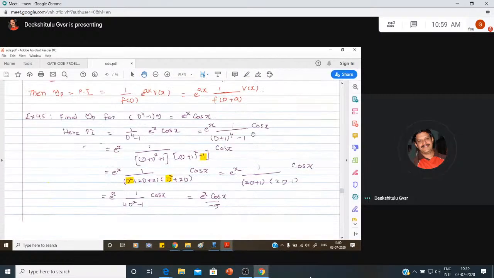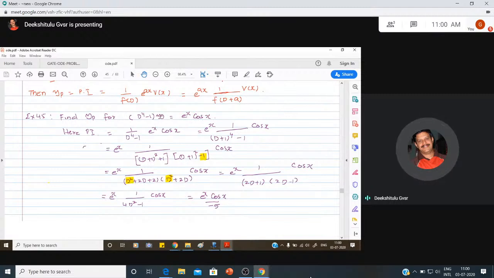You calculate yp also. So the complementary function: how do we get it? D power 4 minus 1 operating on y is the homogeneous equation. The auxiliary equation becomes m power 4 minus 1 is equal to 0. This you can write as m square minus 1 into m square plus 1 is equal to 0. So m is equal to plus or minus 1, or m square plus 1 is equal to 0, which means m is equal to plus or minus i. So you get 4 roots: plus or minus 1 and plus or minus i.